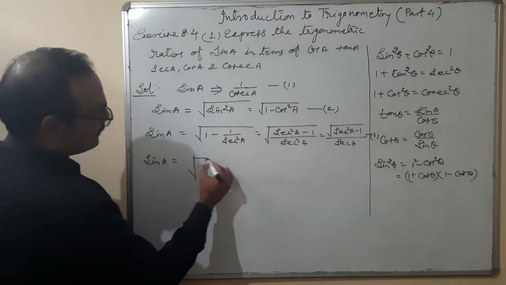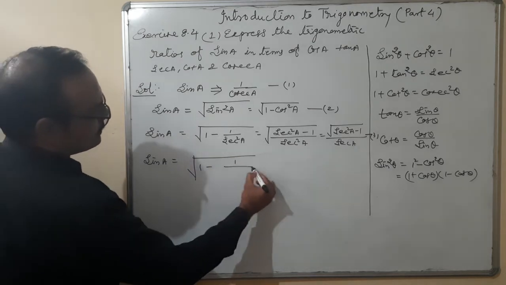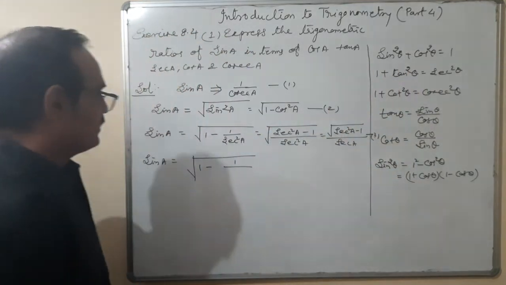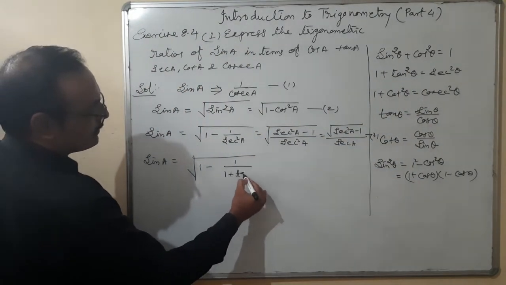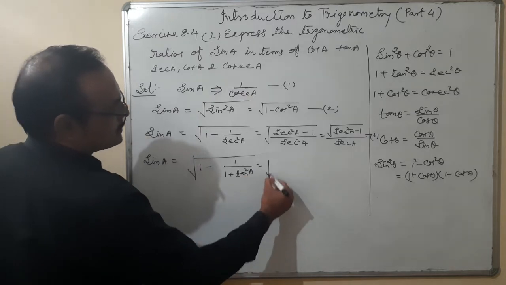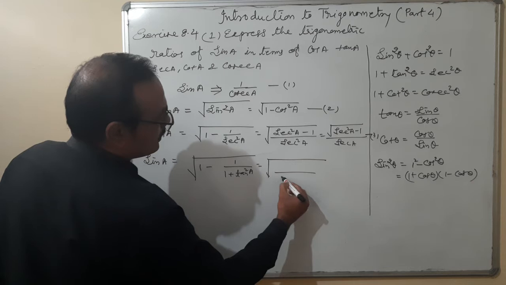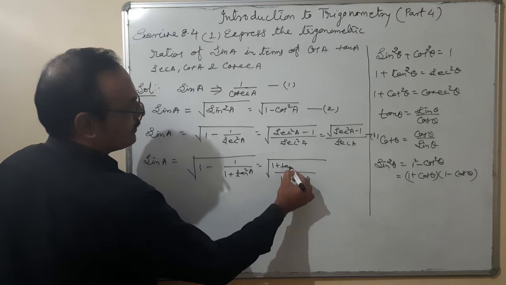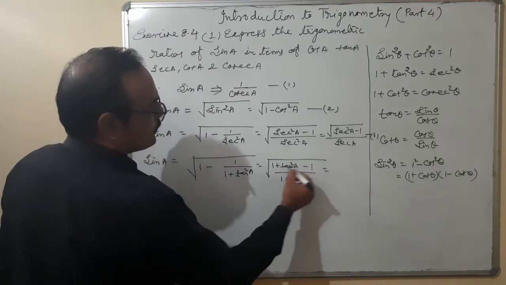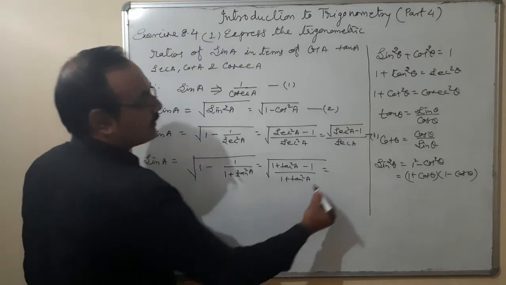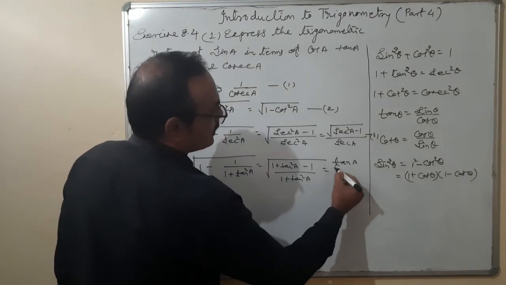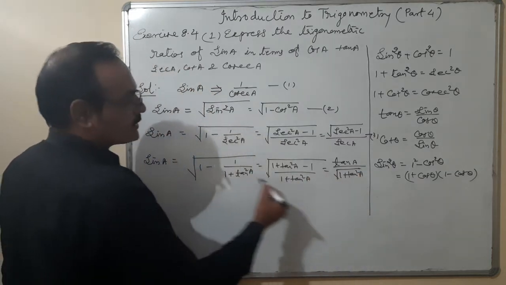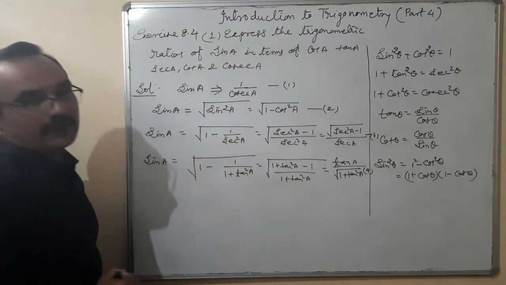Sin A is 1 minus 1 upon sec square A, and the value of sec square A is equal to 1 plus tan square A. So I write here 1 plus tan square A. This means LCM 1 plus tan square A. It is 1 plus tan square A minus 1. 1 cancel, tan square A upon 1 plus tan square A. So that means it is tan A outside of the root upon 1 plus tan square A. This is the conversion of sin A into the form of tan A.